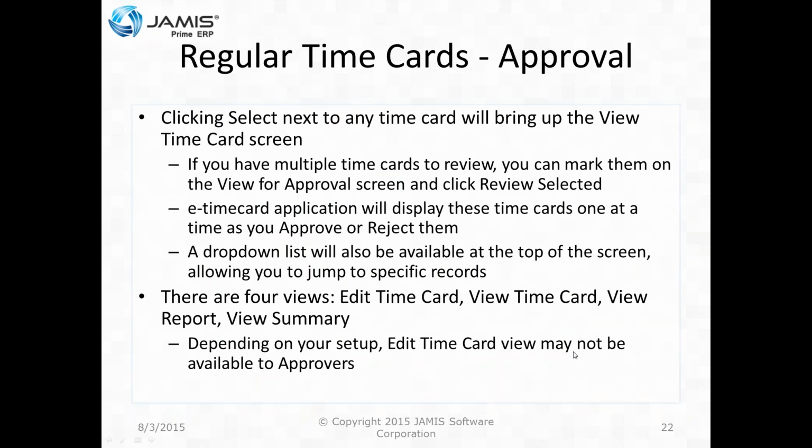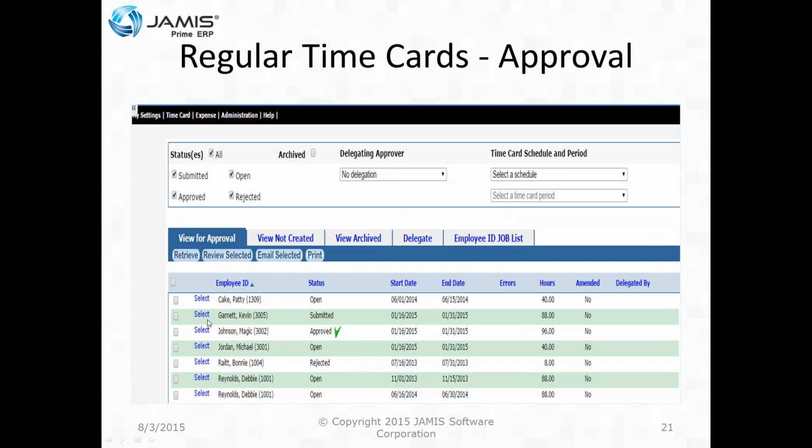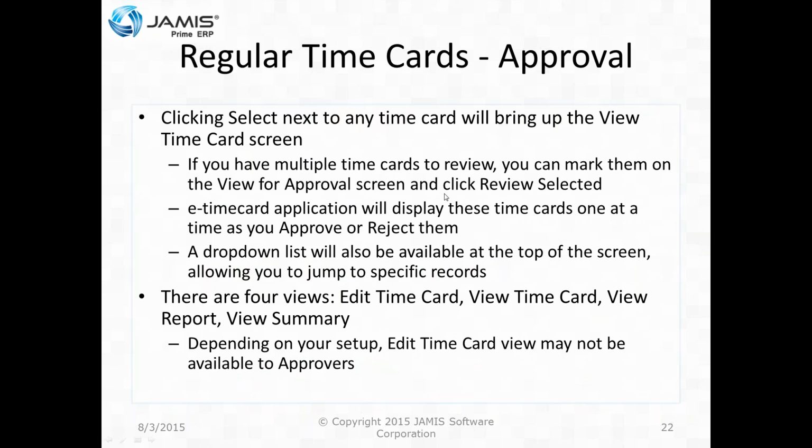Clicking select next to any time card, now, if I just go back here, this is what I'm talking about right here. If you click select next to any time card, it'll bring up the view time card screen. If you have multiple time cards that you have to approve or review, you can mark them all and it'll pretty much stage them and you'll go through one at a time. The drop-down list will also be available at the top of the screen, allowing you to jump back and forth from employee to employee.